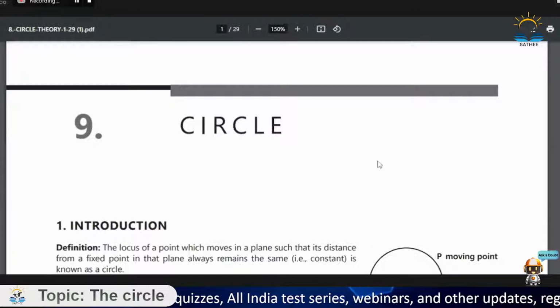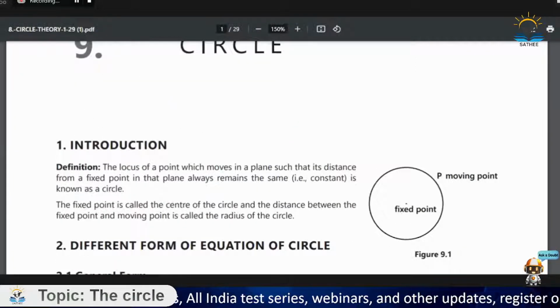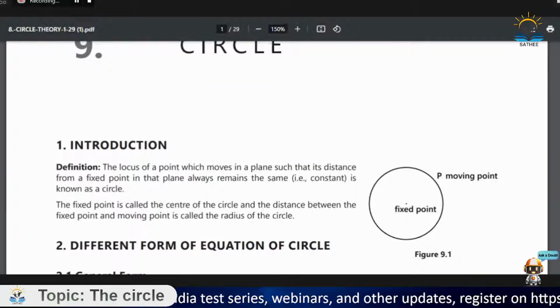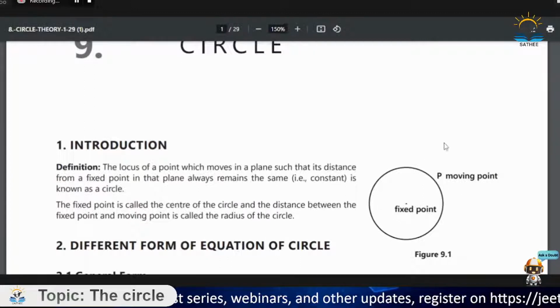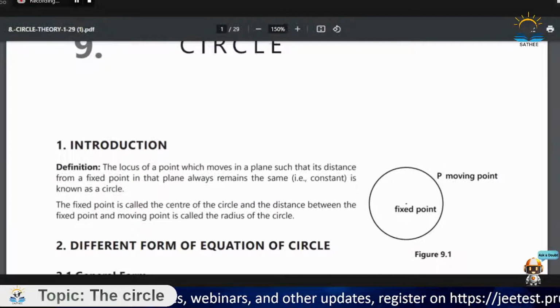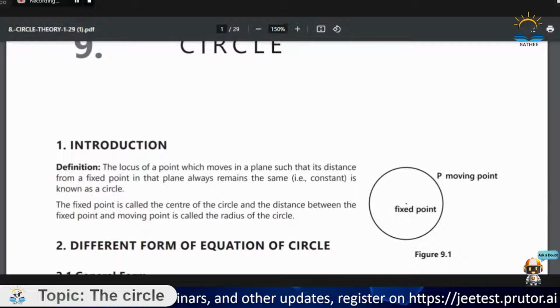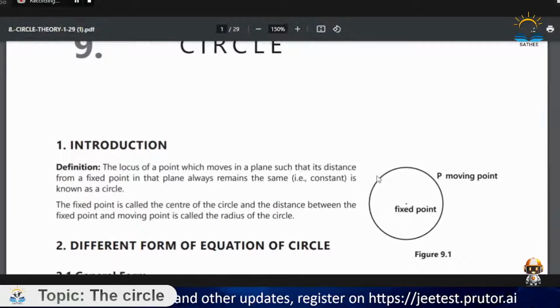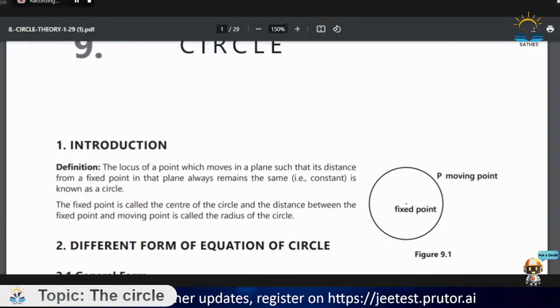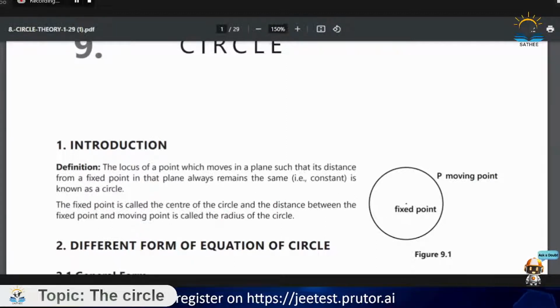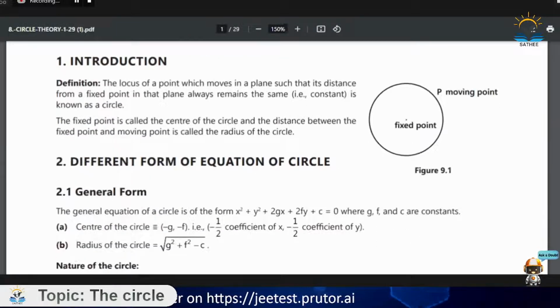So first of all, let us see what a circle is. The basic definition of a circle is the locus of a point which moves in a plane such that its distance from a fixed point in that plane always remains the same. That is known as the circle. That fixed point is known as the center of the circle, and the fixed distance is known as the radius of the circle. So this is a circle.